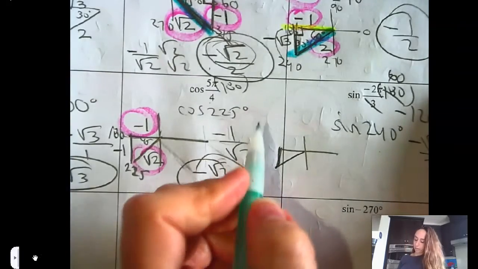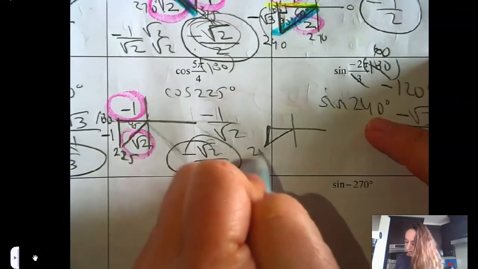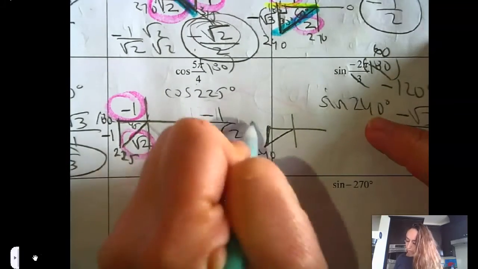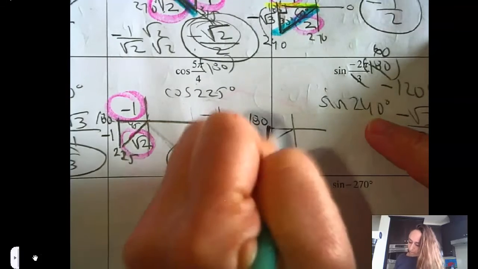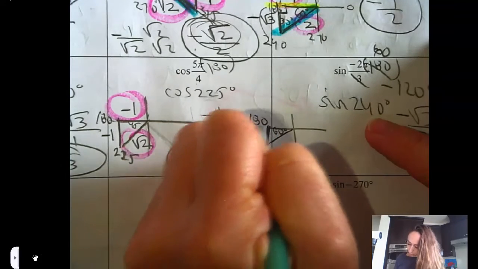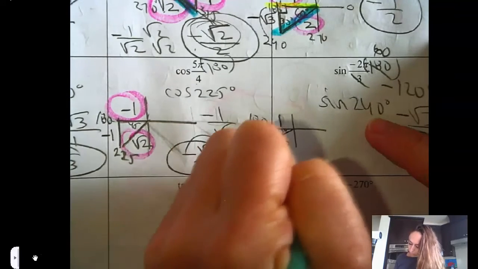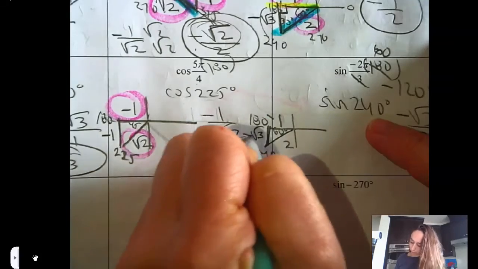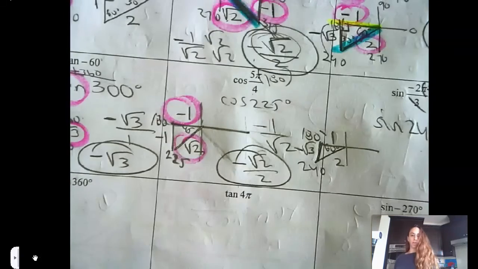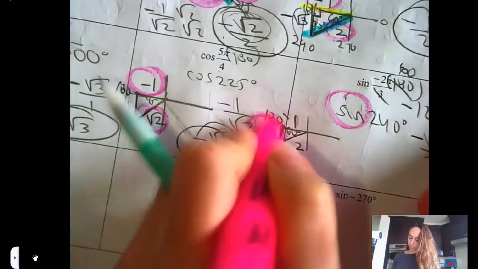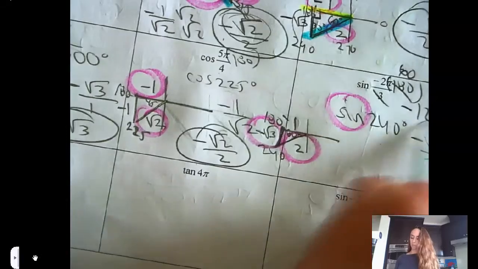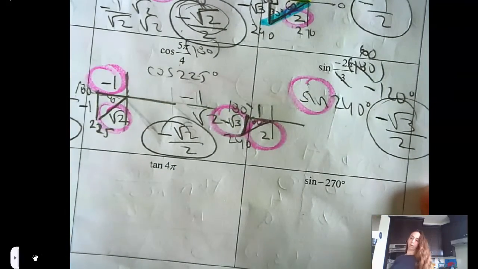So let's get back to sine of 240. 240 here. What's it closest to? The reference angle 180. That means that's 60, rad 3. 1, 2. Left, negative, down, negative. Sine is opposite over hypotenuse. And there's that negative rad 3 over 2. Okay? Let's do these last ones and be good to go.